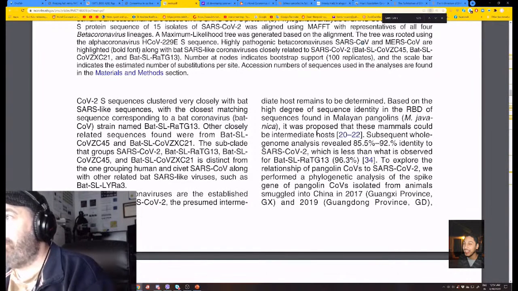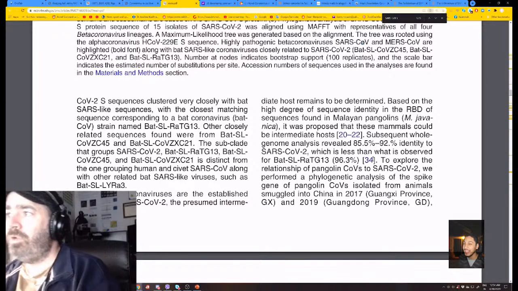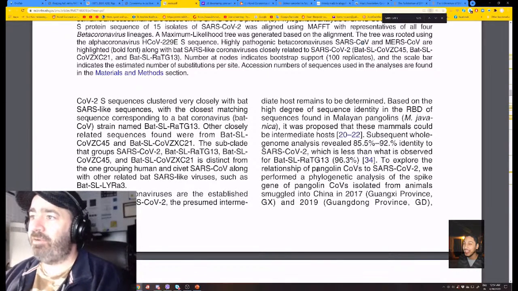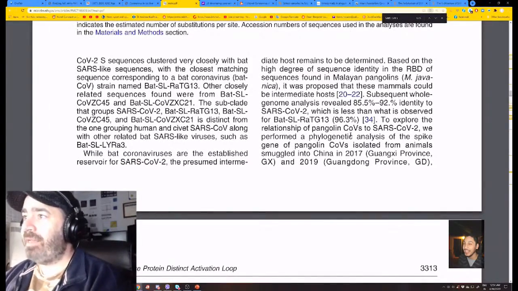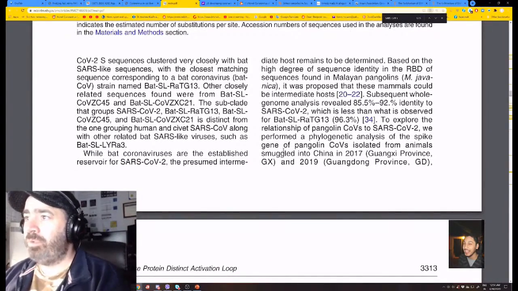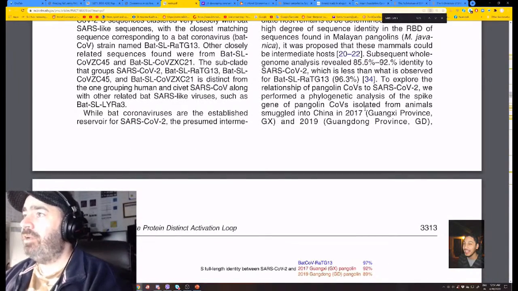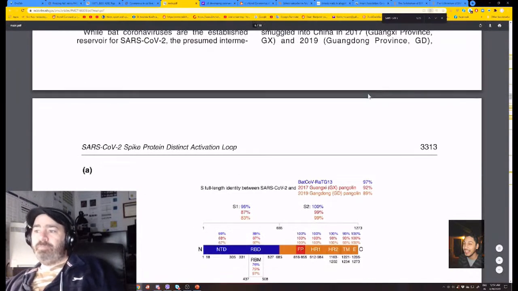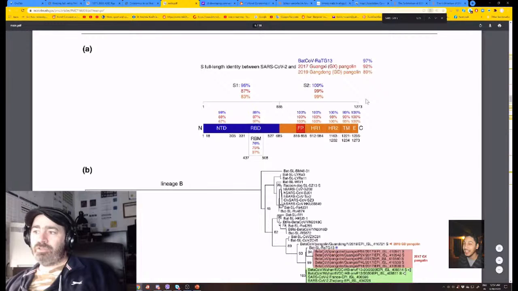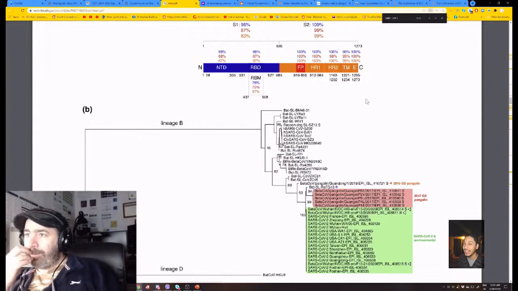It was proposed that these mammals could be intermediate hosts. Subsequent whole genome analysis revealed 85 to 92% identity to SARS-CoV-2, which is less than what is observed for bat SL RATG13, 96.3. To explore the relationship of pangolin CoV to SARS-CoV-2, we performed a phylogenetic analysis of the spike gene. Pangolin genes isolated from animals smuggled into China in 2017, bound for the super pots, no doubt.